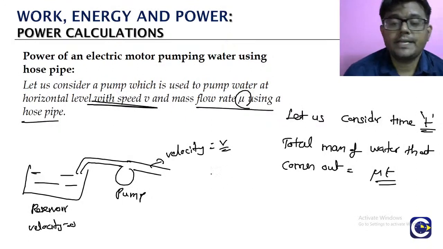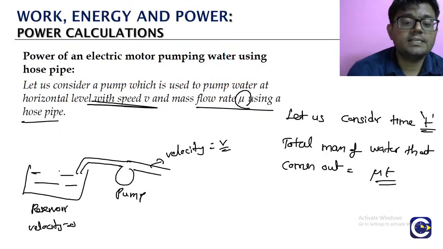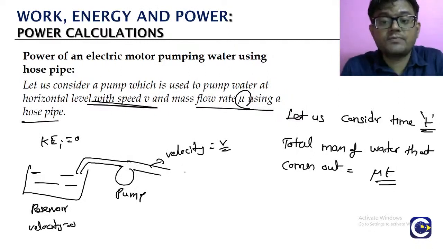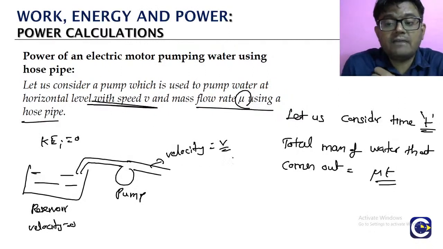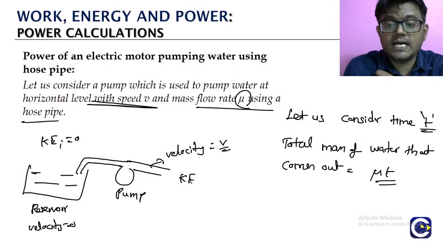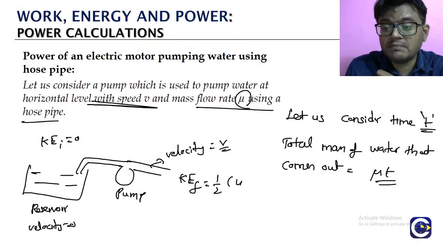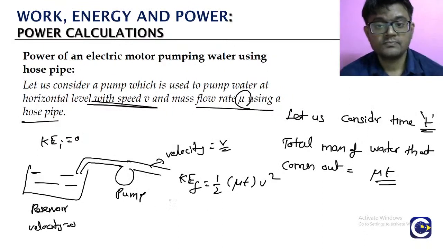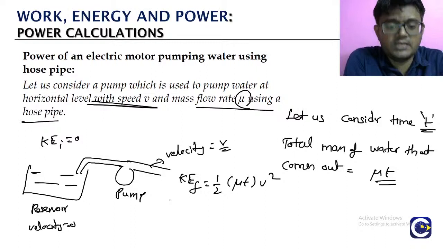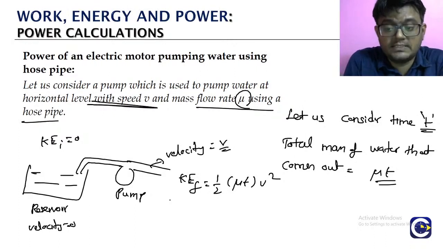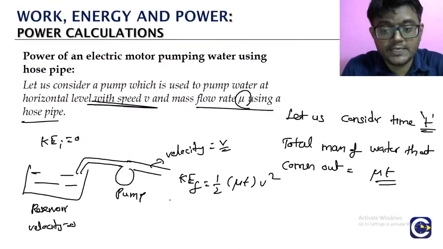Now when this water is inside the reservoir, what is the kinetic energy? 0. When it is coming out of that hose pipe, it will have a velocity. So what is the final kinetic energy? Half into the mass, mu into t, into v square. Initially it does not have any kinetic energy because it is in the reservoir. Finally the kinetic energy is half mu t v square.